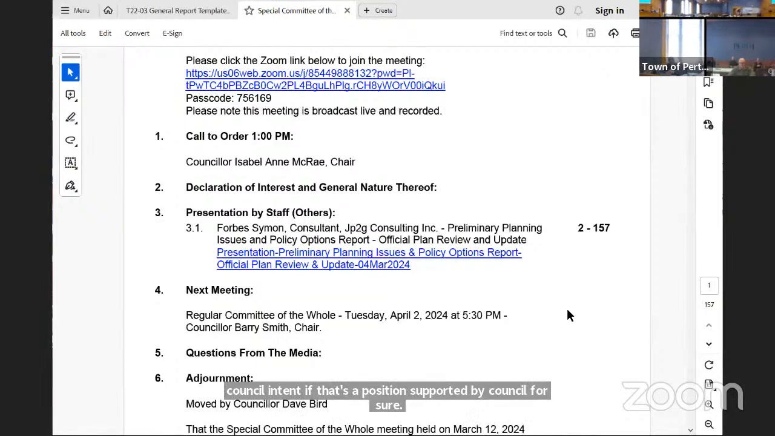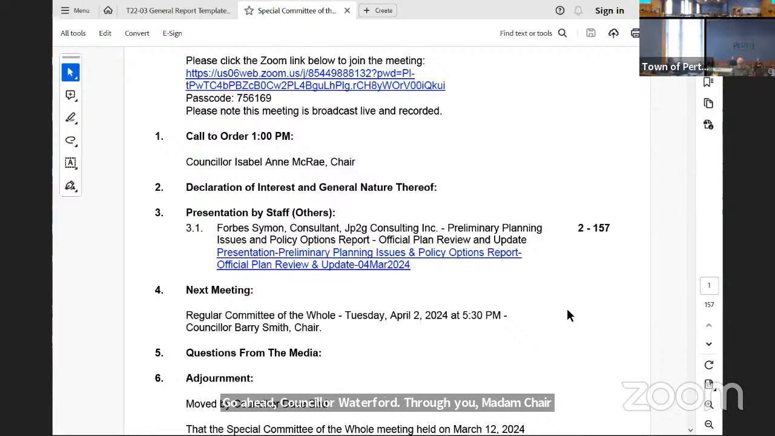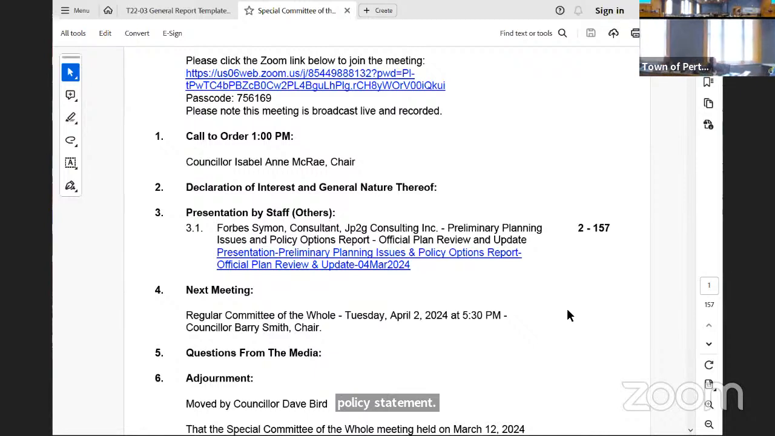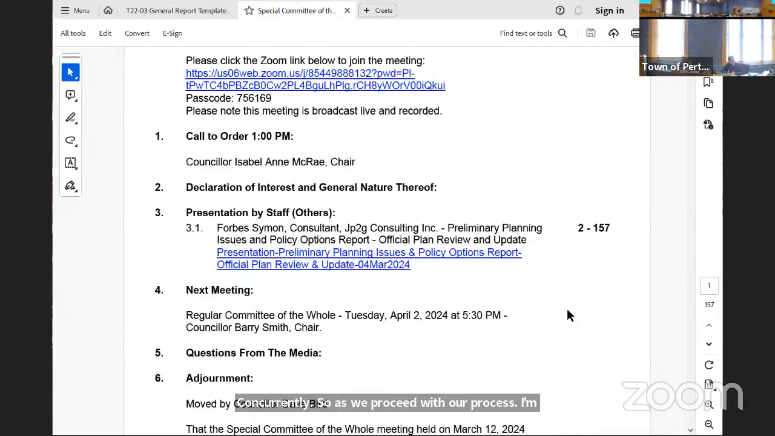Through you, Madam Chair, to Forbes. On page 49, you make reference to the fact that there is currently a draft of the new provincial policy statement. And our official plan has to adhere to the provincial policy statement, where the two processes I'm interpreting are kind of happening concurrently. So as we proceed with our process, I'm worried about timing, and my nightmare scenario is that we finally get our official plan approved, then the brand new provincial policy statement comes out and there's a conflict there. Have you seen the current draft? Are we sort of in sync? I'd appreciate some comments on that. I think it's very important.